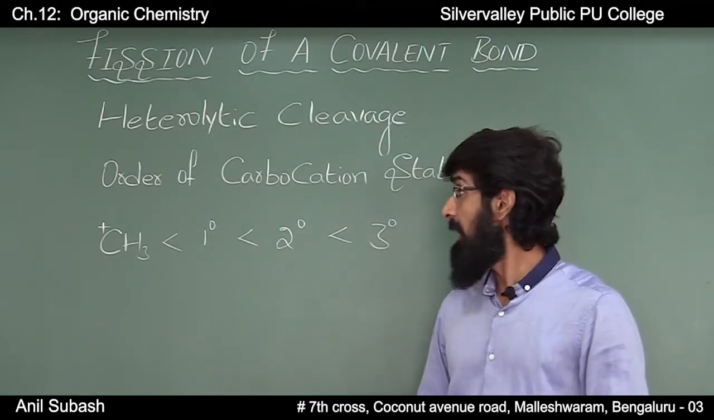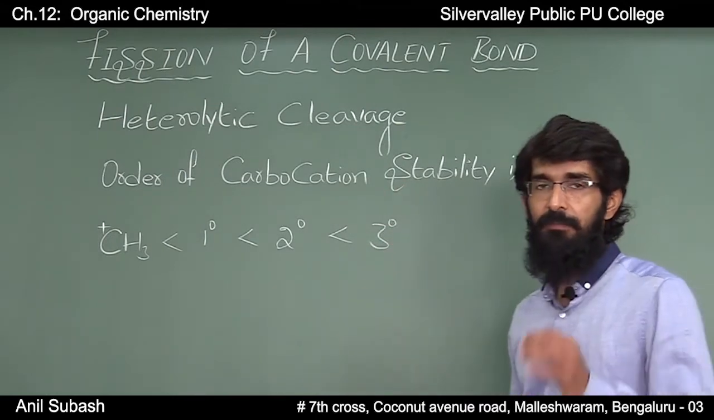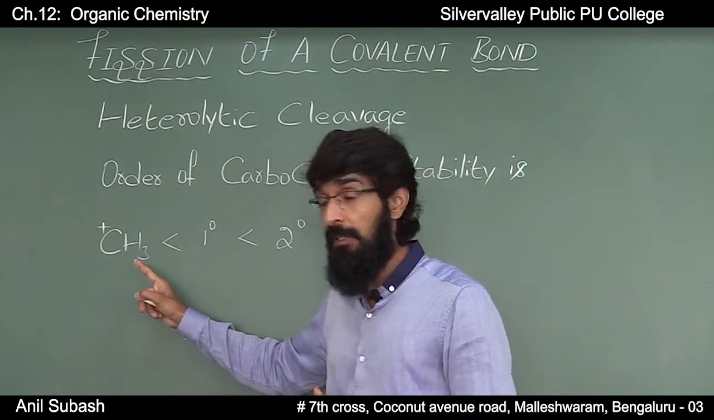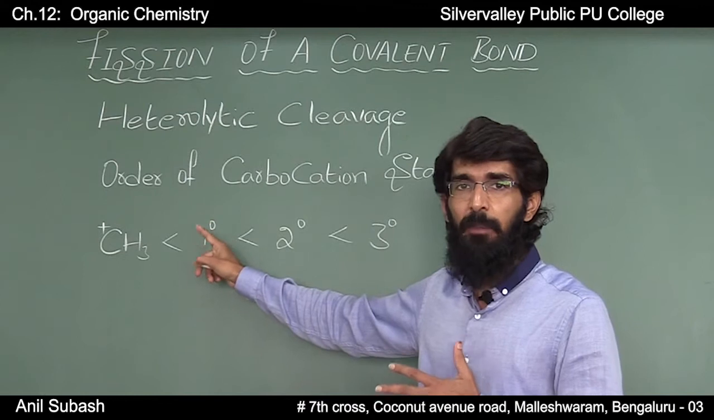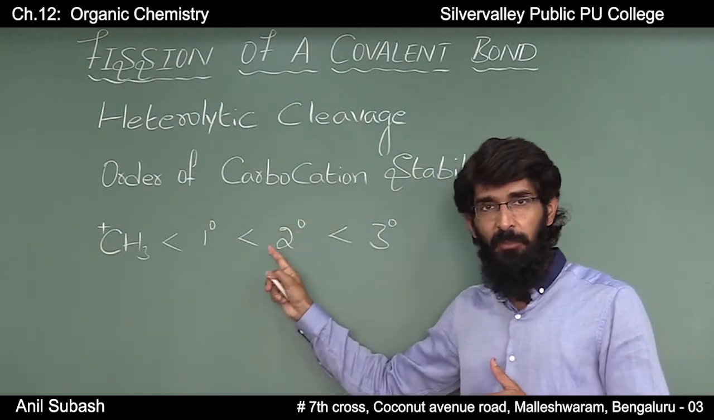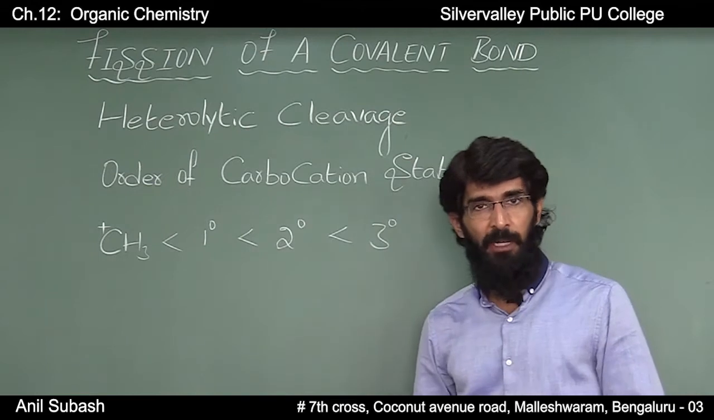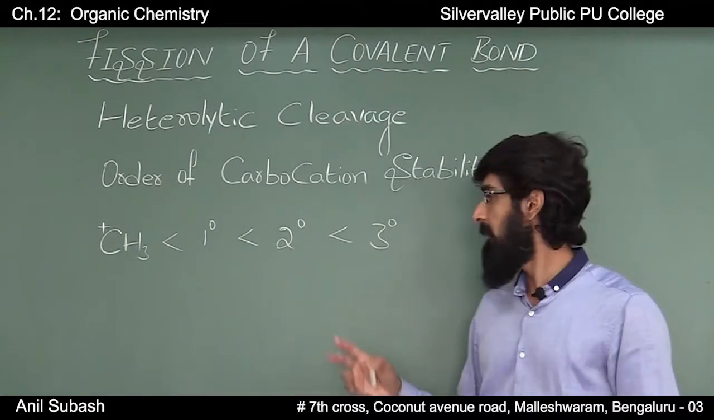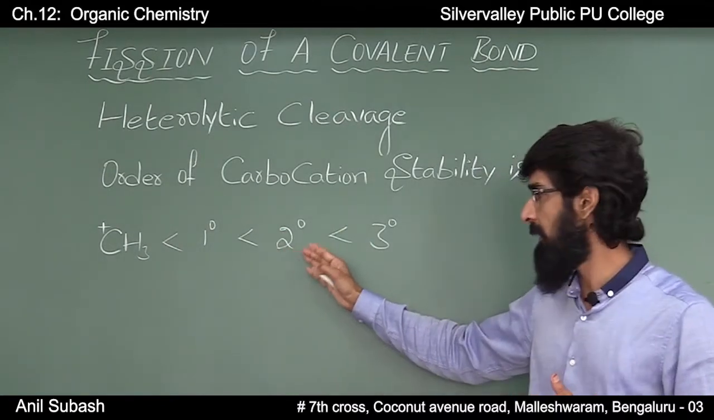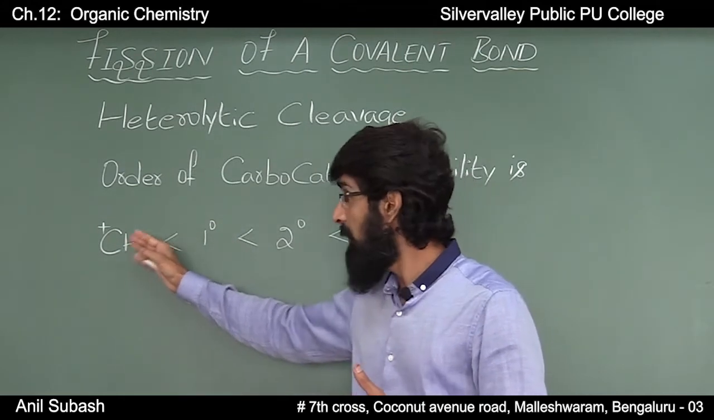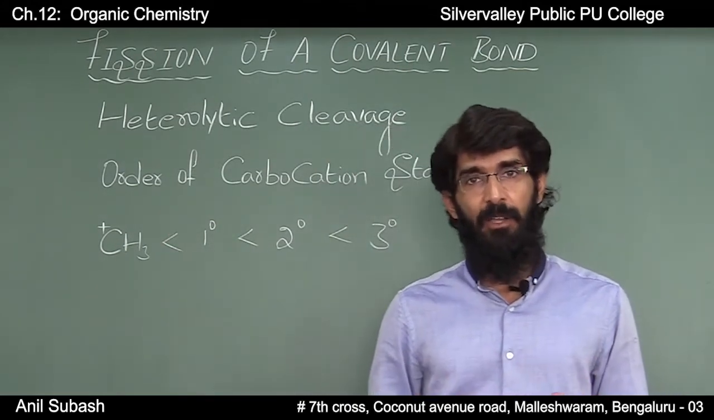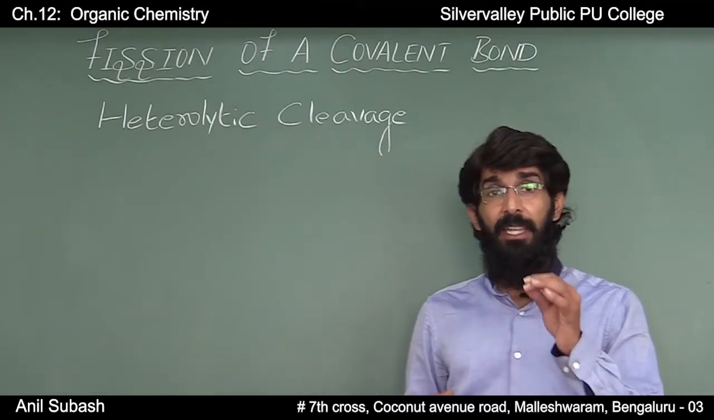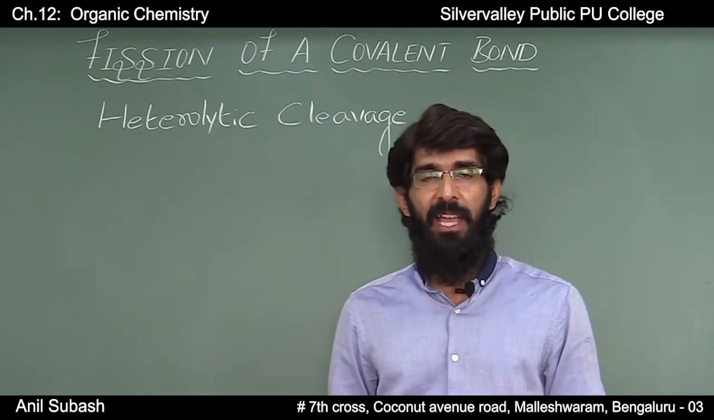The order of stability of carbocations is: methyl cation is less stable when compared to a primary carbocation, which is less stable compared to a secondary carbocation, which is less stable when compared to a tertiary carbocation. That is, tertiary carbocations are more stable when compared to a secondary carbocation, which is more stable when compared to a primary carbocation, which is more stable when compared to methyl cation.